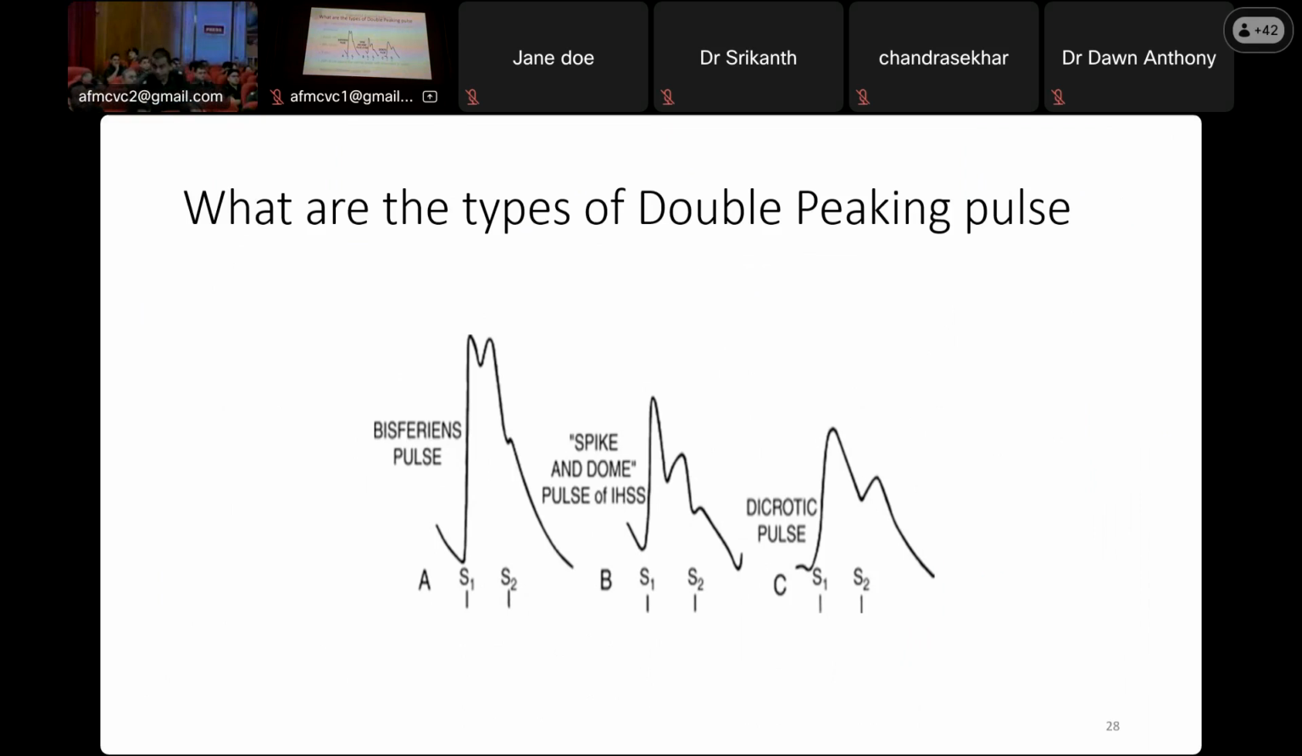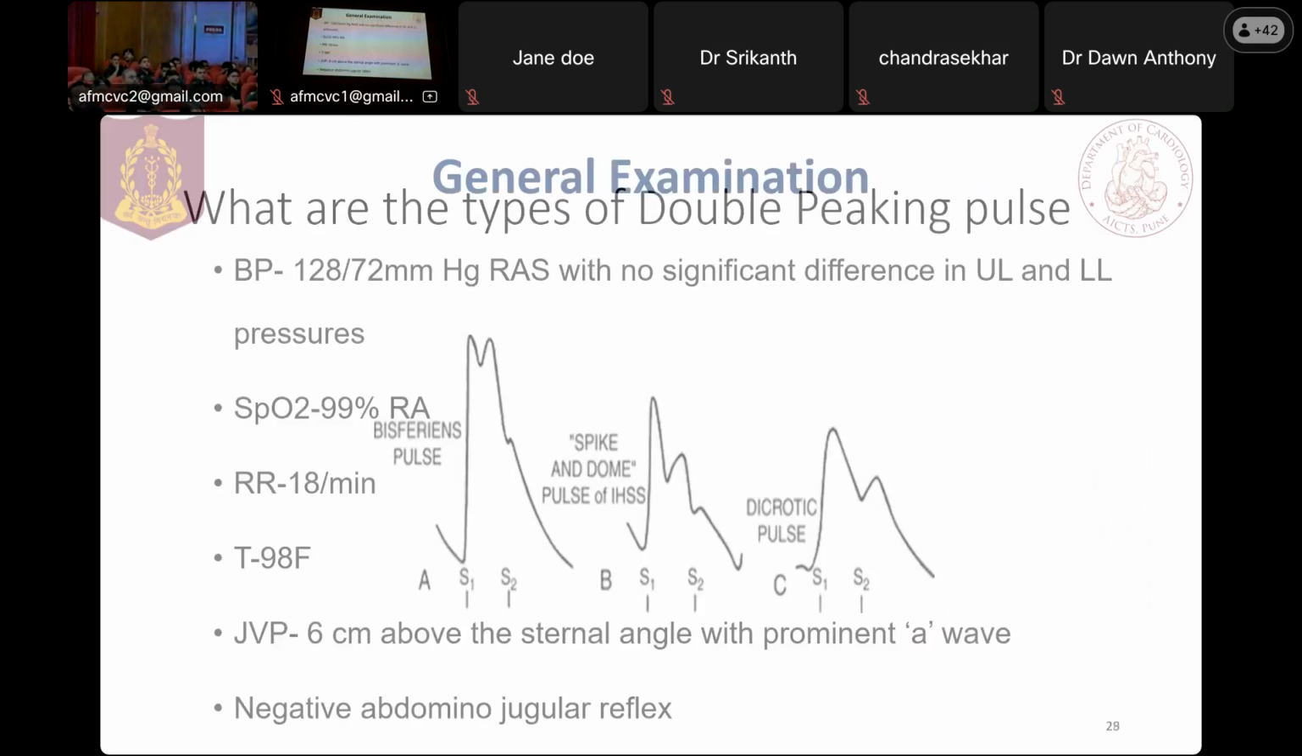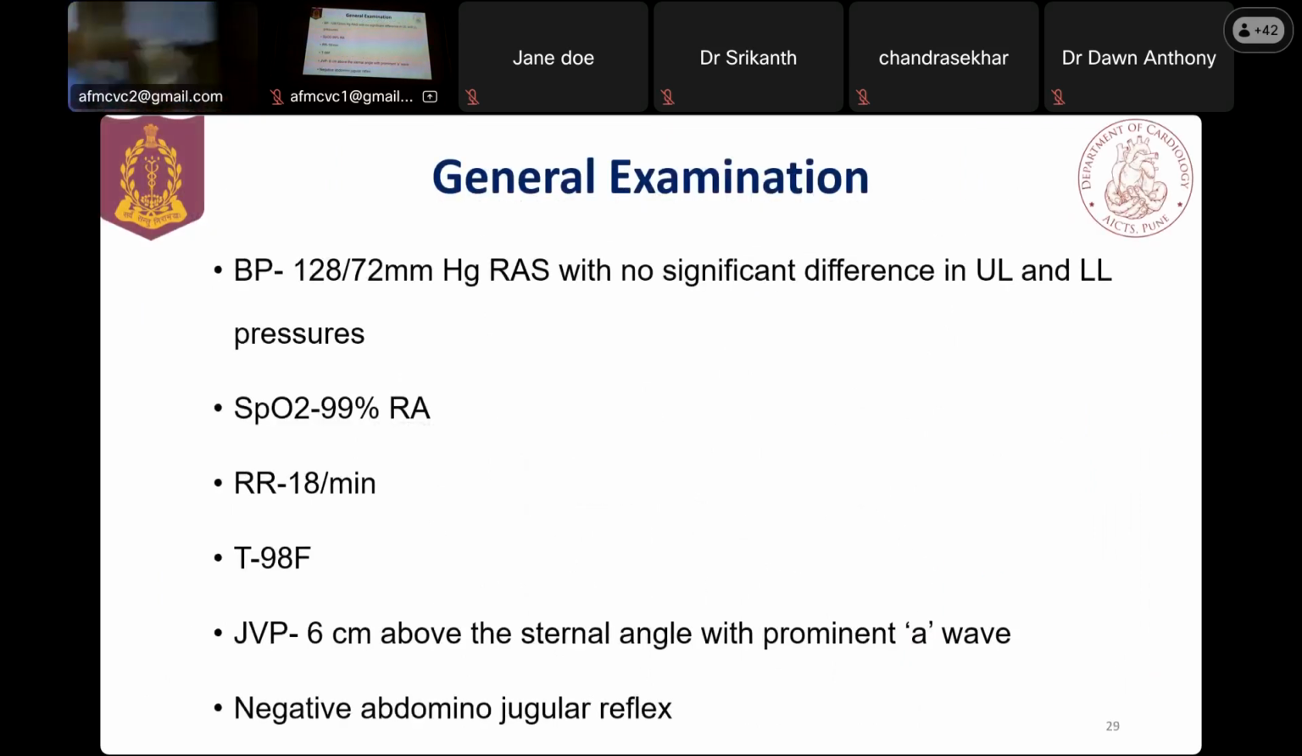Next slide, please. His BP was 128 by 72 millimeters of mercury, right arm supine, with no significant difference in upper limb and lower limb pressures, SpO2 of 99% at room air, respiratory rate of 18 per minute, temperature 98 degrees Fahrenheit, JVP of 6 centimeters above the sternal angle with prominent A wave with negative abdominojugular reflex.